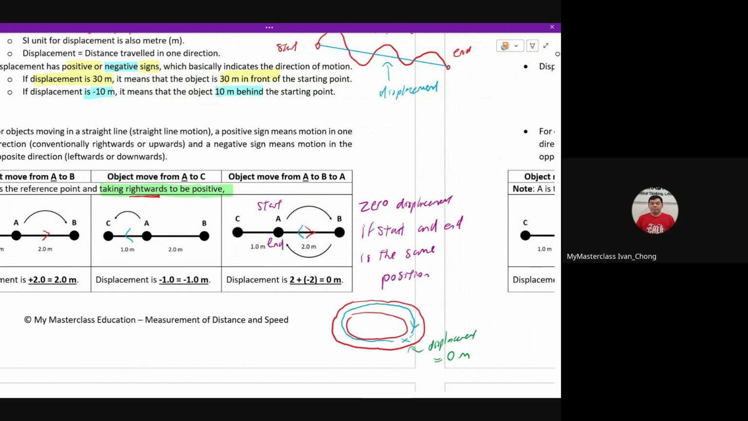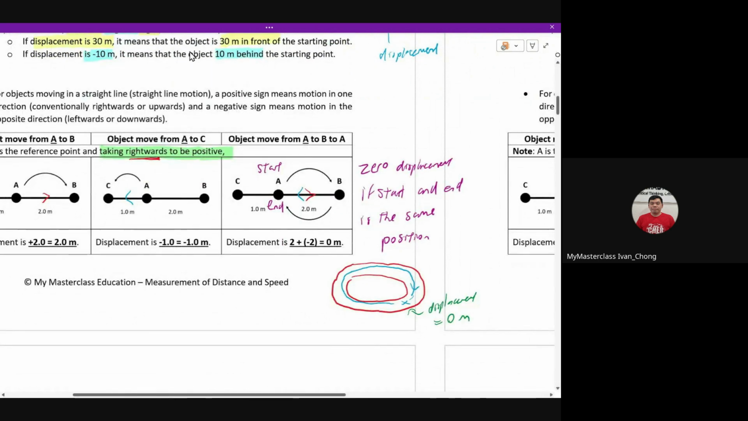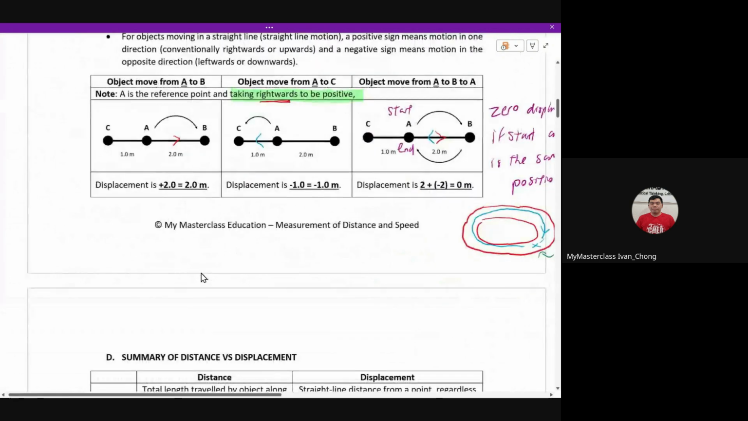Basically, you just need to take note that if you start and end at the same position, you have no displacement, because don't forget your starting point and ending point is the same position. So if you try to draw a straight line, you don't need to draw, because you start and end at the same point, you have 0 displacement.